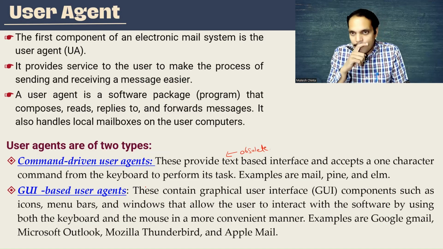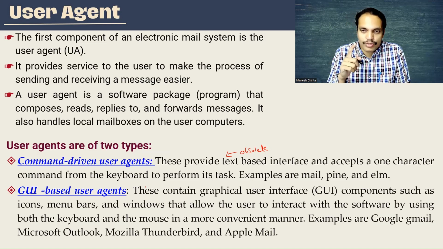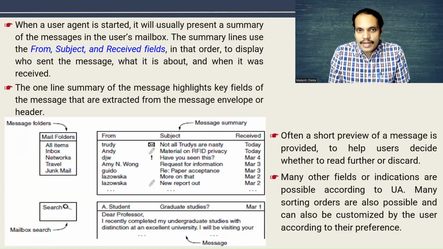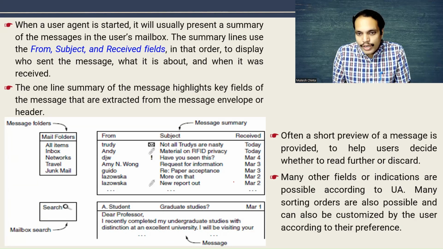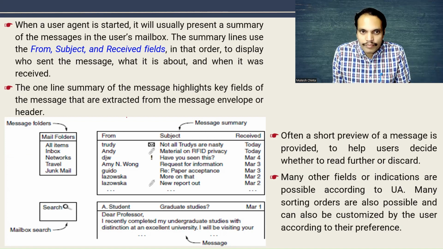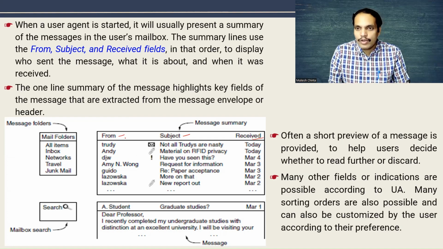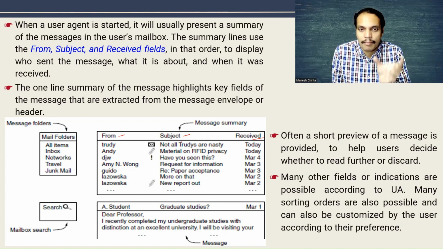But of course, it doesn't matter if it is command driven or GUI based. The main purpose of a user agent is to provide access for the user to the mailbox. It should allow the user to compose an email or to read an email. Now, when a user agent is started, it will usually present a summary of the messages in the user's mailbox. This is usually what is seen when you start a user agent. The From field tells you who sent the message. The subject is a very short summary of the email, maybe one or two lines, telling you what it is about. And then the received field tells you at what date it was received.